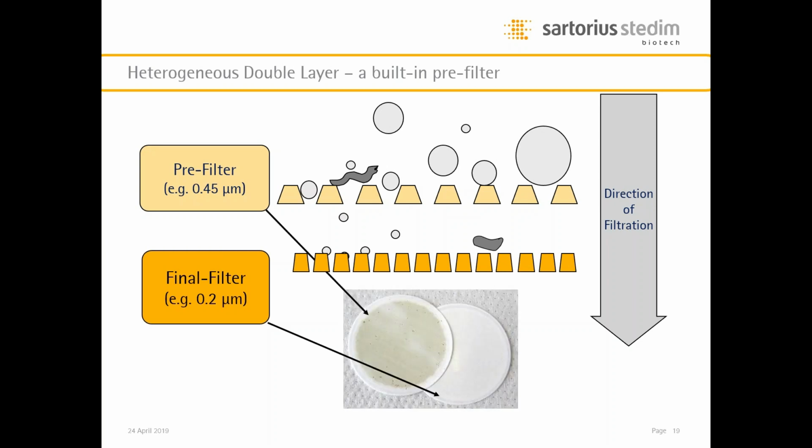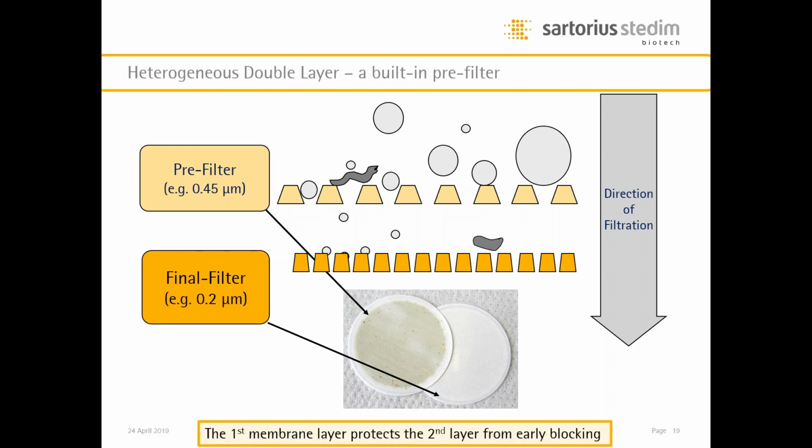Here's a picture of how it is working. This is two membranes, the pre-filter membrane 0.45 and the final filter membrane 0.2. And here you can see all the dirt, all the particles were really successfully retained already by the pre-filter layer, and the final filter layer is perfectly white and getting perfectly protected by the 0.45 filter. And by this, the whole arrangement of a heterogeneous double layer was really working very efficiently.